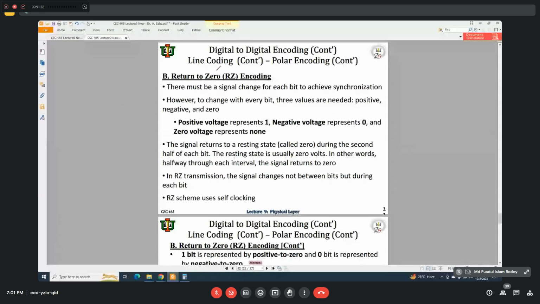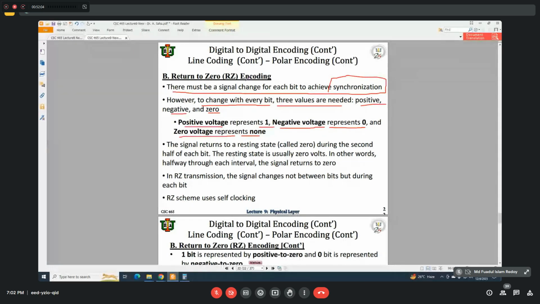So the next one is the Return to Zero (RZ) encoding. There must be a signal change for each bit to achieve synchronization. So that is a challenge. To change with every bit, three values are needed. So here it is using three values: positive, negative, and zero. Positive voltage represents 1, negative voltage represents 0, and zero voltage represents none. These are the three voltages used in return to zero.